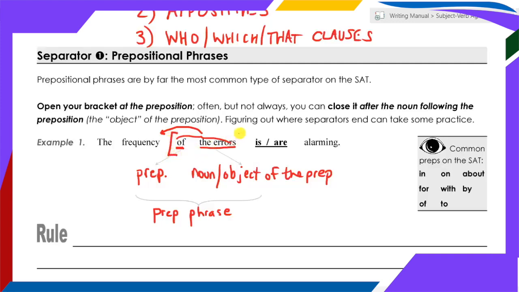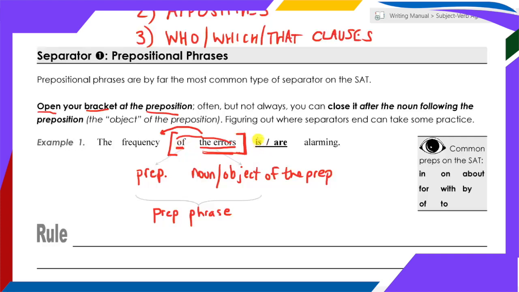So what we're going to do is bracket this prepositional phrase. And it does say up here, you're going to open your bracket at the preposition. Frequently, but not always, your bracket will close after the object of that preposition, after the noun following the preposition. And then we're going to read the sentence without that description, without that prepositional phrase. So the sentence becomes, the frequency blank alarming.